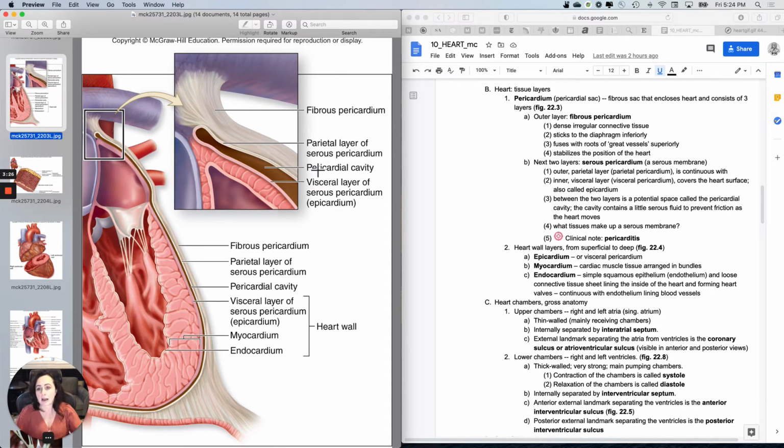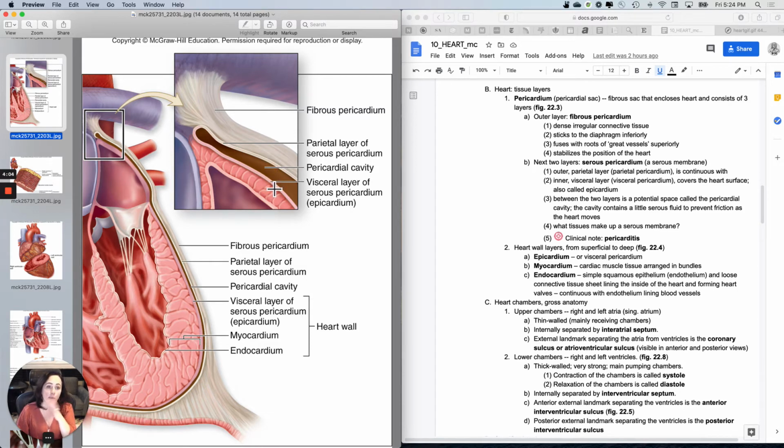Okay, so the outer layer that you're seeing is the fibrous pericardium, and then you come into contact right here with the parietal pericardium, which they call the parietal layer of the serous pericardium. It's parietal pericardium. And this fibrous pericardium actually stabilizes the heart within the cavity because it's attached anteriorly to the great vessels of the heart and posteriorly to the diaphragm. Okay, and then we move into the serous pericardium, the serous membrane. Again, parietal pericardium and visceral pericardium.